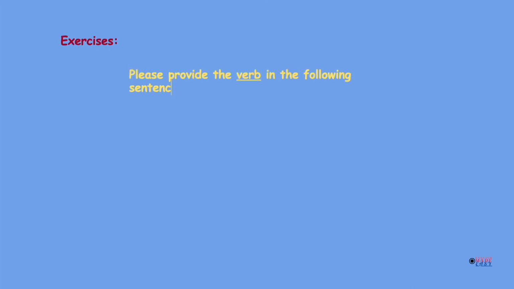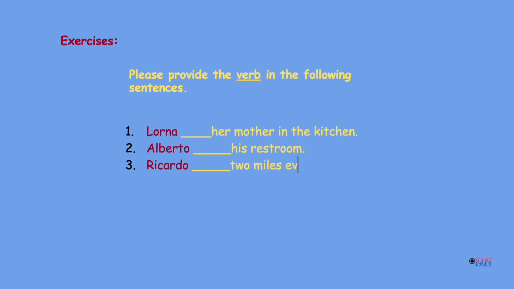Now here's another simple exercise. Please provide the verbs in the following sentences. Number 1, Lorna blank her mother in the kitchen. Number 2, Alberto blank his restroom. And number 3, Ricardo blank 2 miles every day. It's a walk in the park, isn't it?